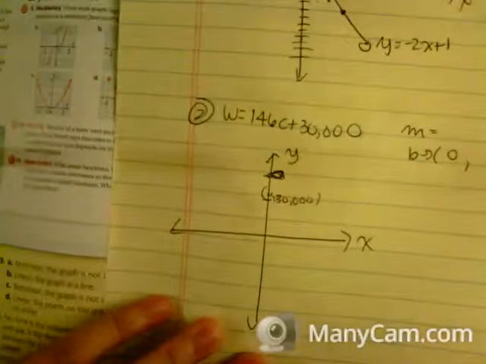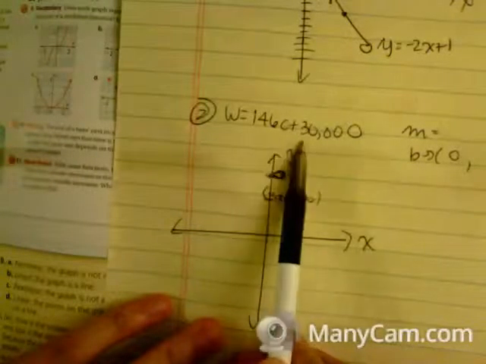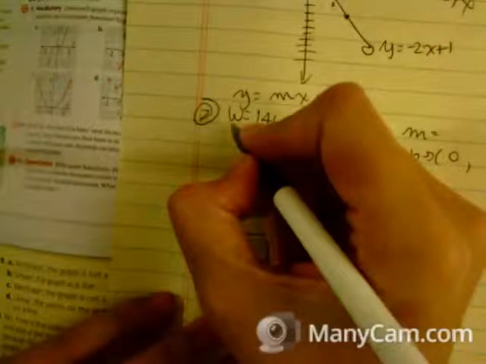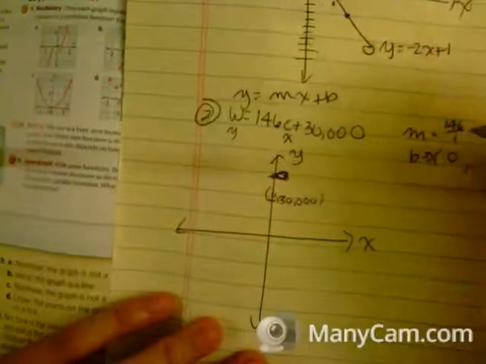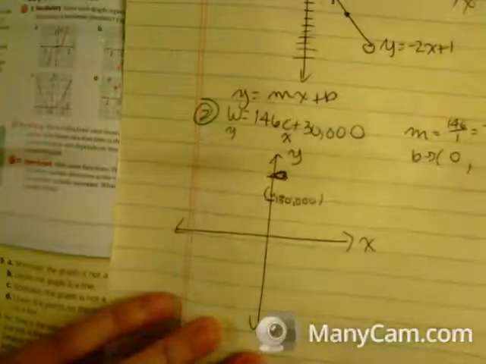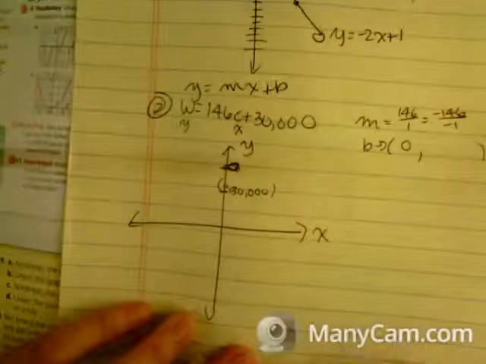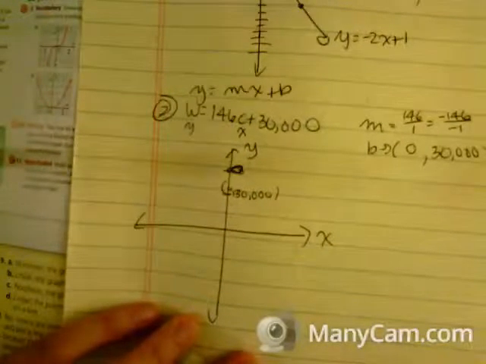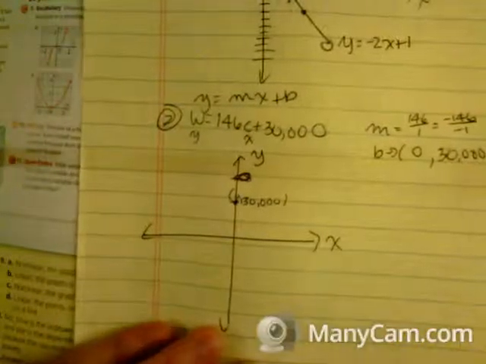They want you to graph w equals 146c plus 30,000. So, let's look at how it relates to our y equals mx plus b, where w is going to be our y, and c is going to be our x. So our slope is the coefficient of x, which is 146 over 1, or negative 146 divided by negative 1. And our y-intercept is (0, 30,000). Always graph your y-intercept first, which is right here.